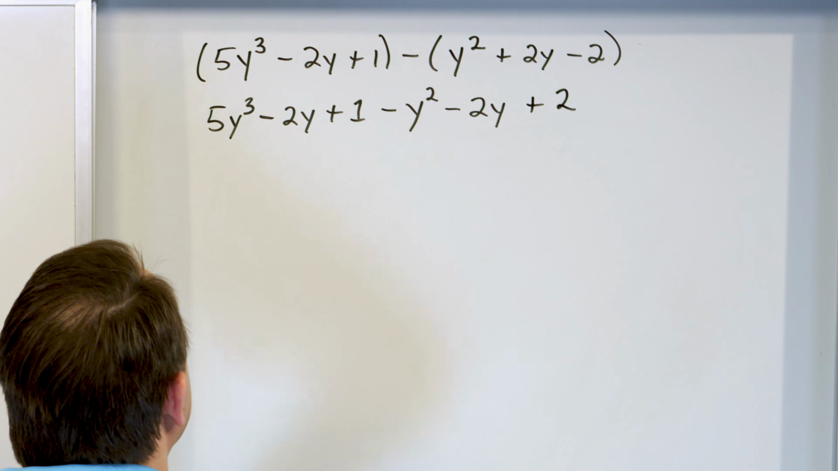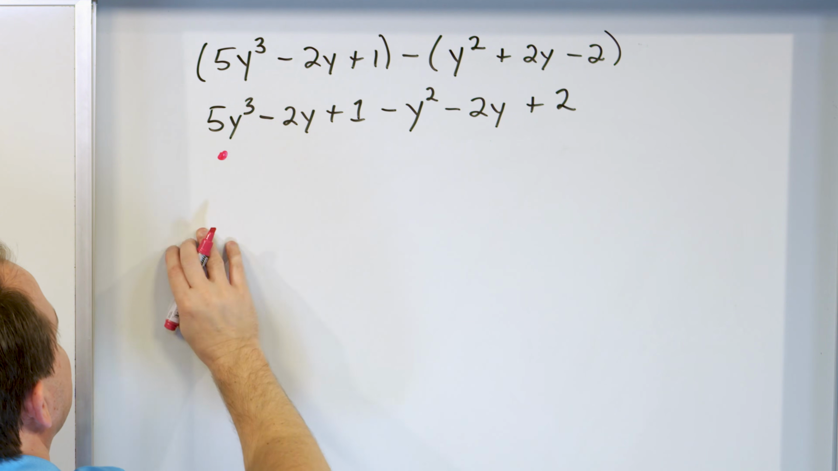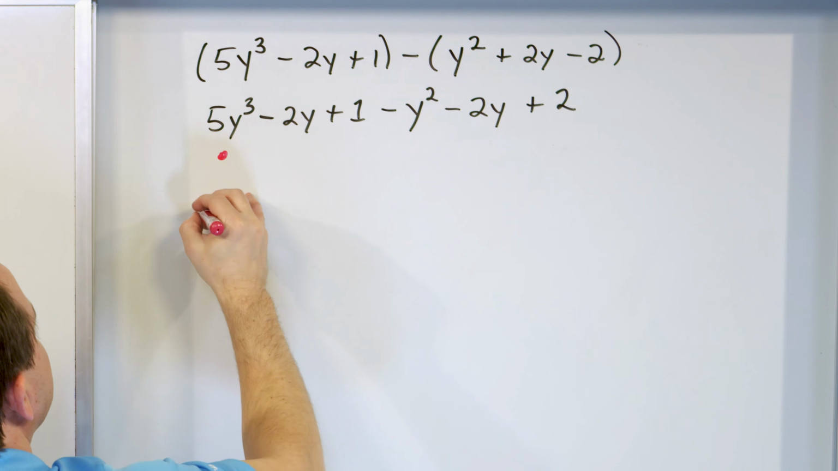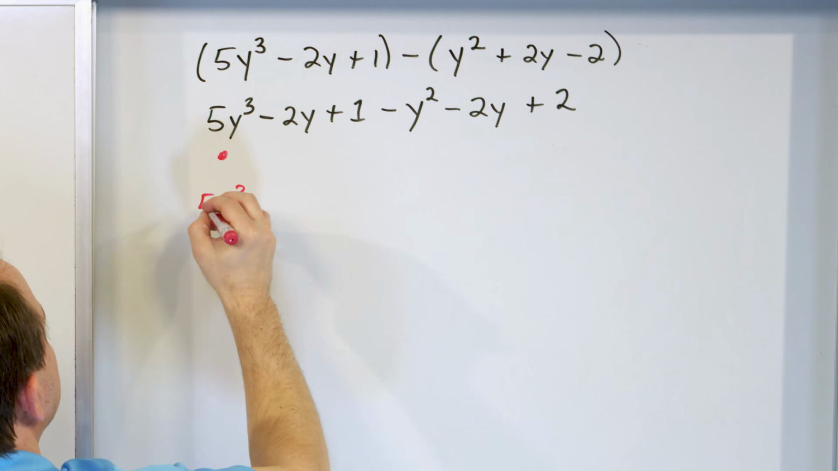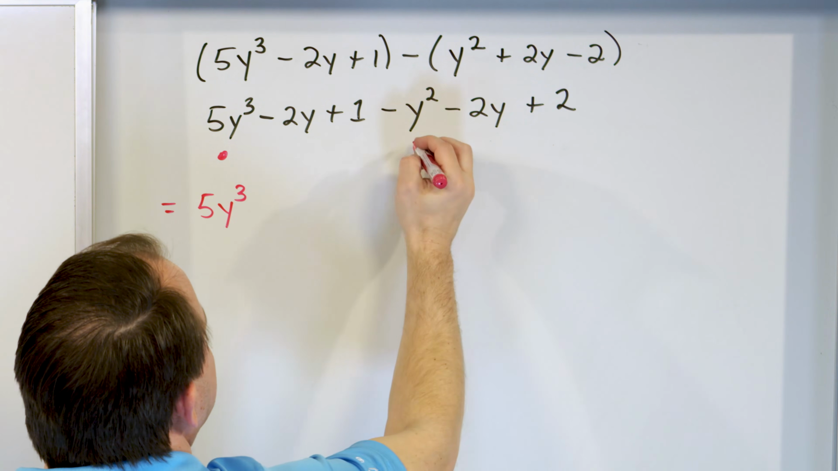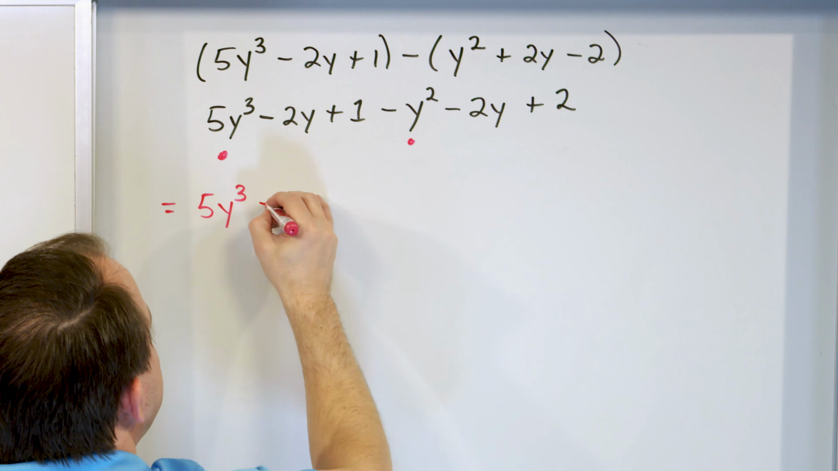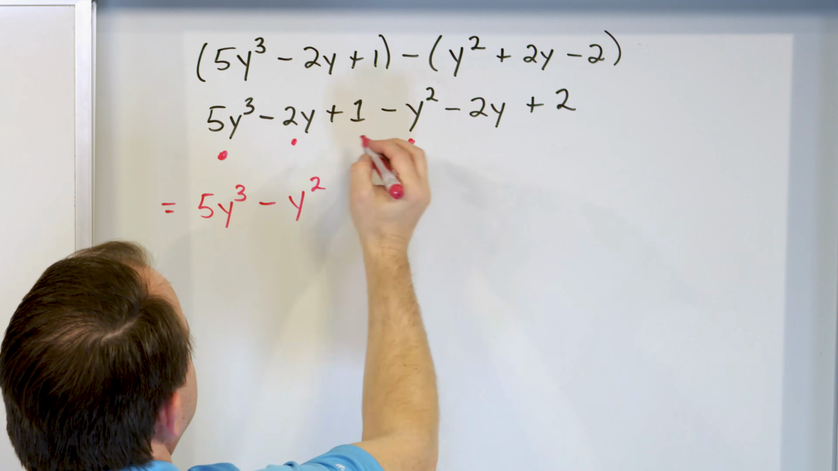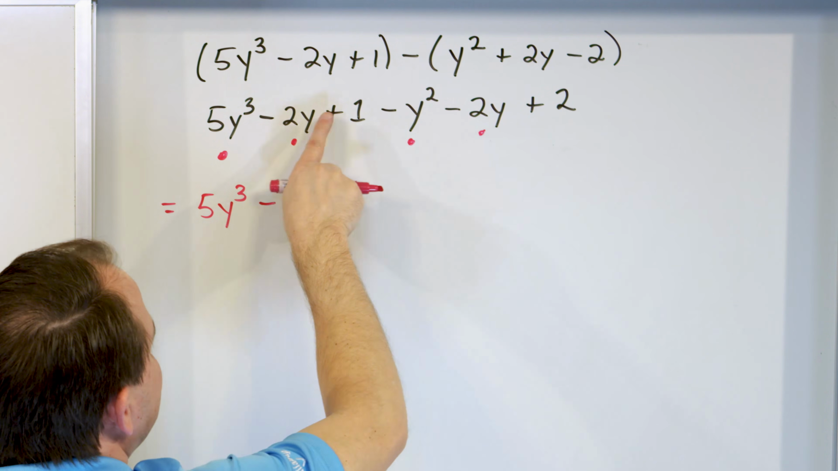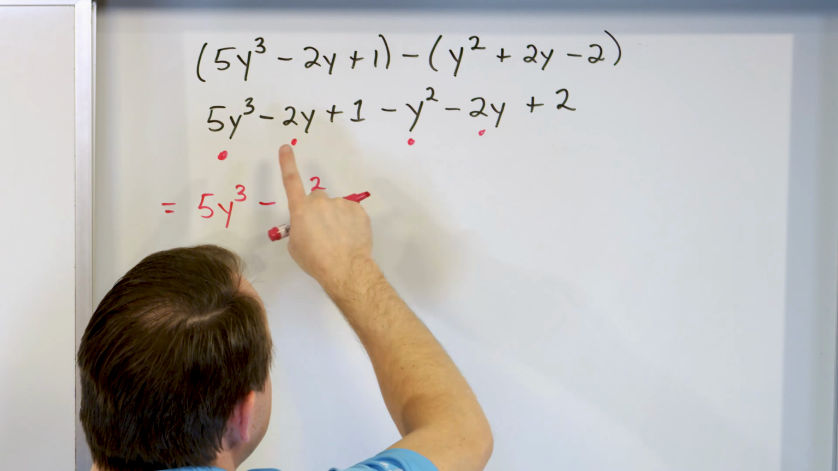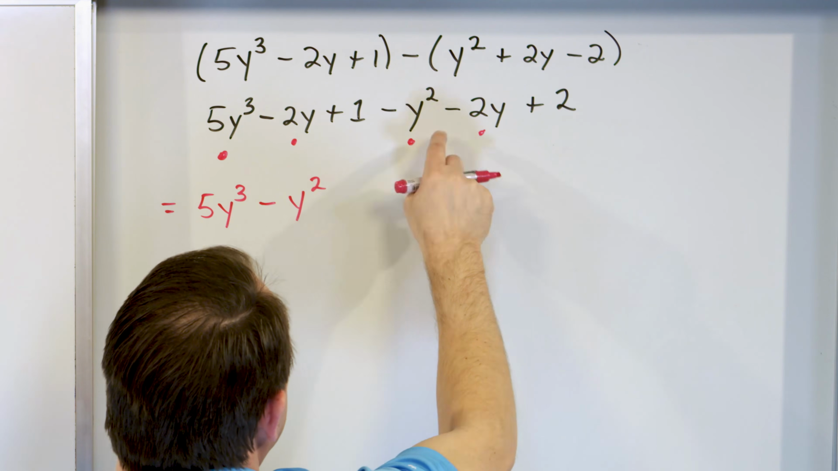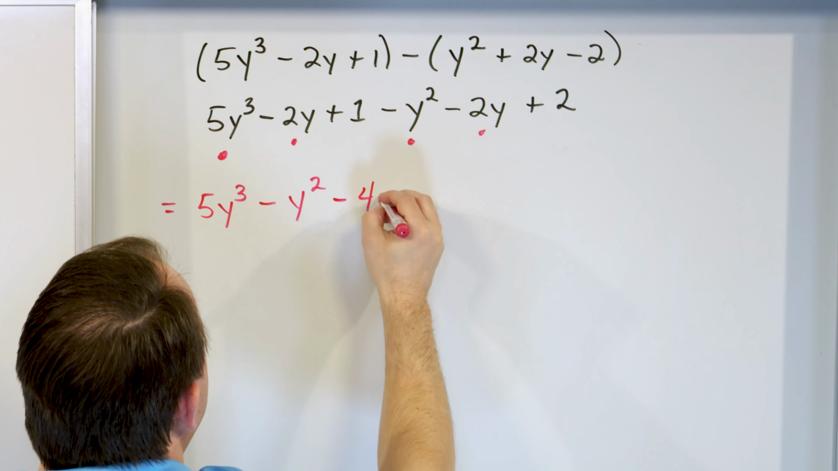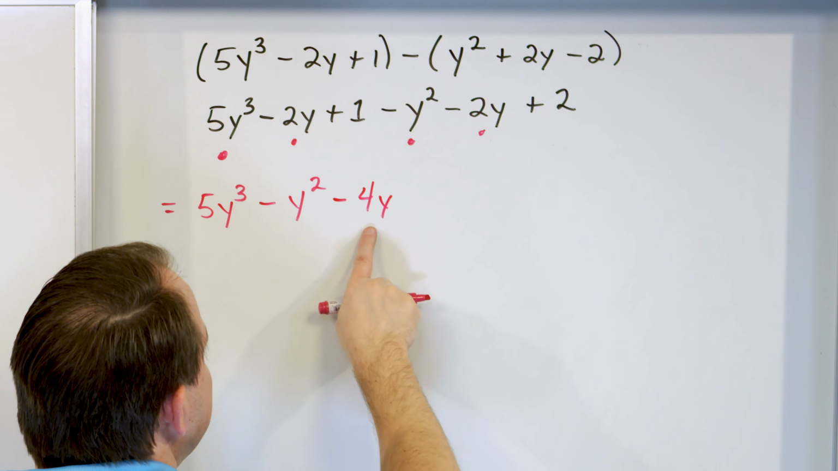And then we'll switch over and look for like terms. Here's a y cubed. We don't have any more of those. So we'll have 5y cubed. We have y squared here. We don't have any other of those. So we'll have negative y squared. Then we look at y terms. Here's a y term. Here's a y term. But now it's negative 2 minus another 2. So negative 2 plus a negative 2. So you get negative 4y.